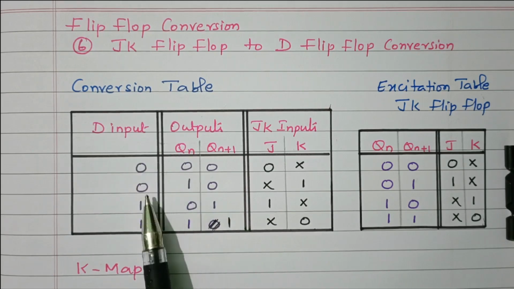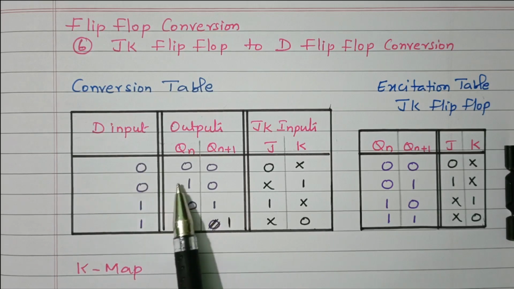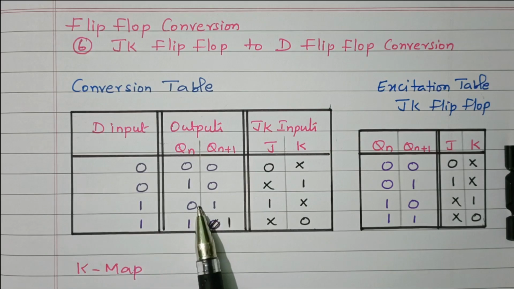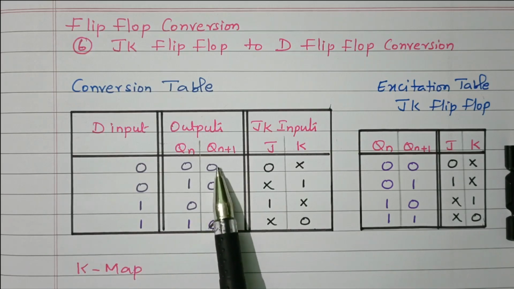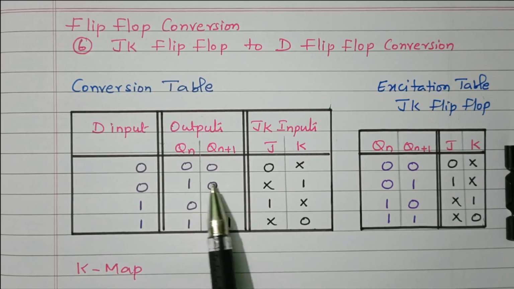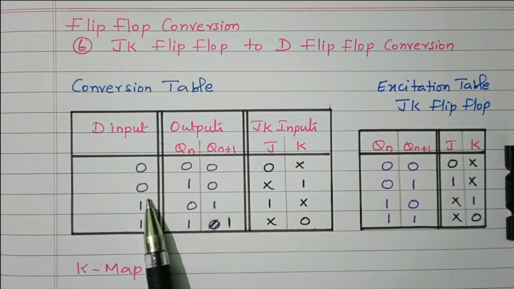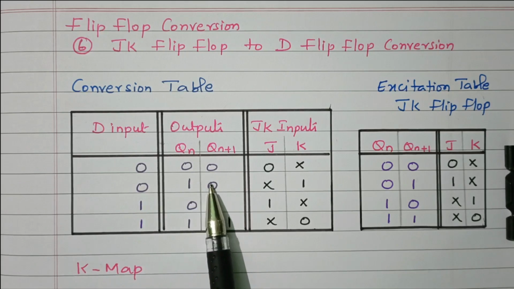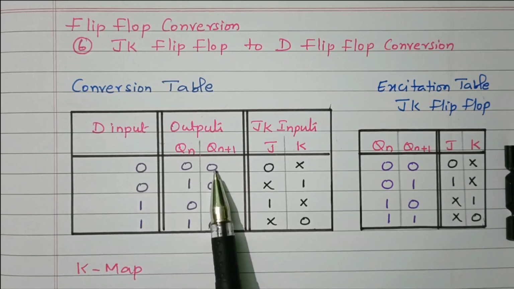D and Qn are two variables, so 4 combinations are available: 0 0, 0 1, 1 0, 1 1. For this, D is 0, in that the Qn may be 0 or 1. D is 1, in that Qn may be 0 or 1. For that we need to see the next state output Qn plus 1. If D equals 0 and Qn is 0, Qn plus 1 is also 0. If D equals 0 and Qn is 1, Qn plus 1 is 0. So here 0 means 0.